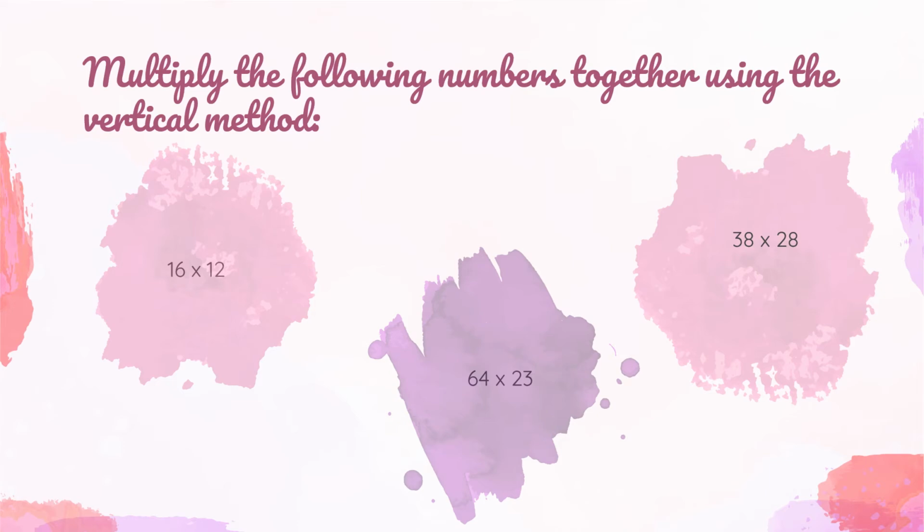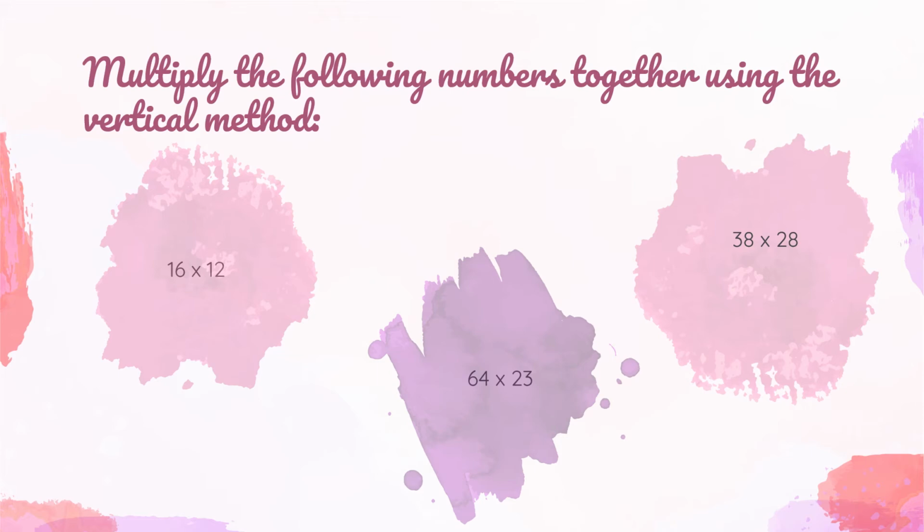Okay, it's your turn to practice your multiplication skills. So you're going to multiply the following numbers using the vertical method. Now that's the method that we've just gone through. So please copy these questions into your workbooks and show your working out for me.